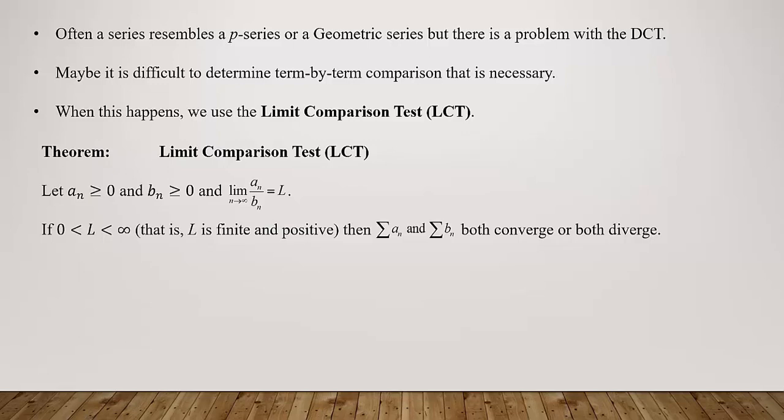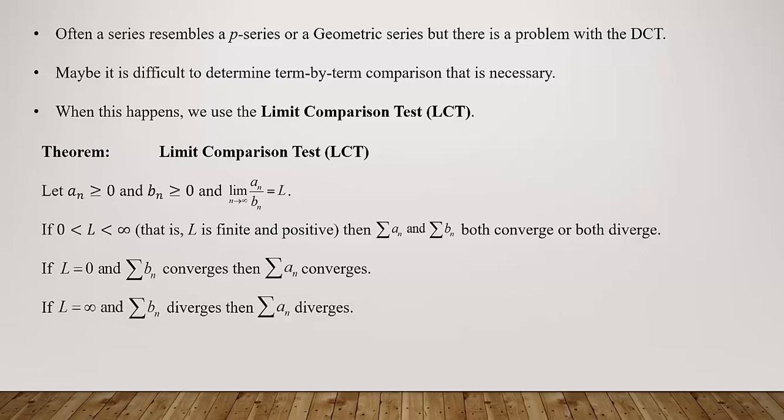If that limit L is between 0 and infinity, in other words, if L is finite and positive, then the series A sub n and the series B sub n both converge or they both diverge. If L equals 0 and the series B sub n converges, then the series A sub n converges. If L is infinity and the series B sub n diverges, then the series A sub n diverges. So that handles almost all the cases you can encounter.